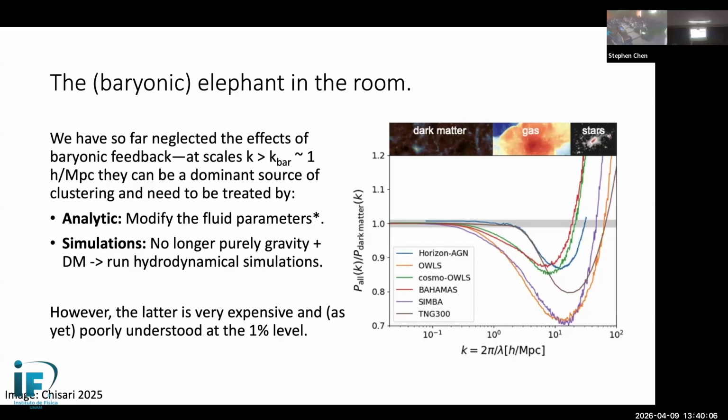is as I go to smaller and smaller scales, I go from scales where gravity is the dominant force shaping all the clustering dynamics, to scales where baryonic feedback and gas dynamics become very important, and then even stars. And this is a very important effect to take into account in our predictions as we want to go towards smaller scales. Of course, in analytic theory, the EFT does not care what the ultraviolet theory of the fluid is.